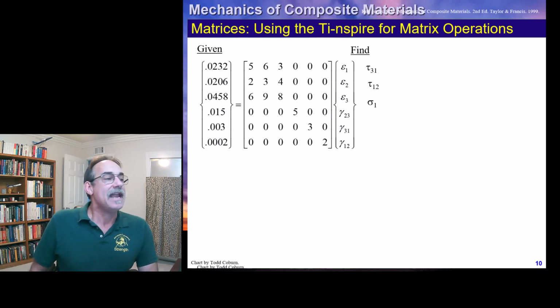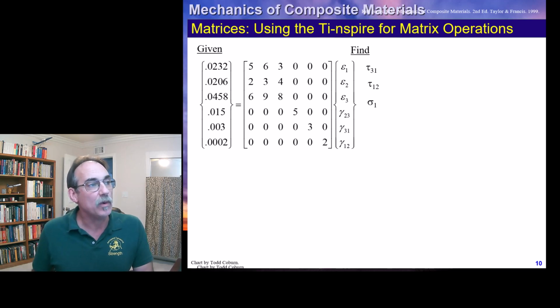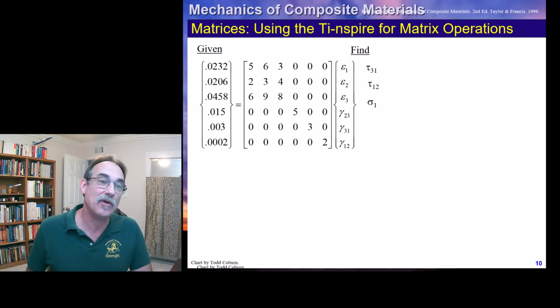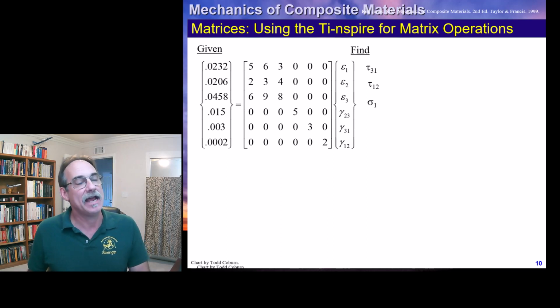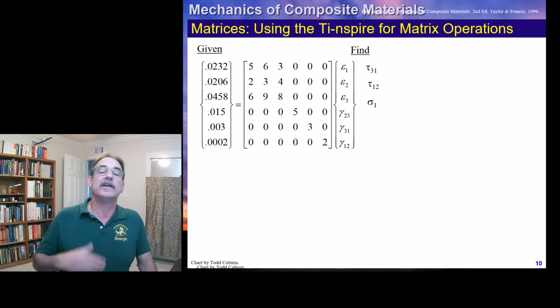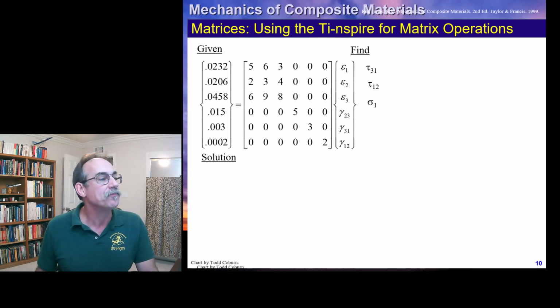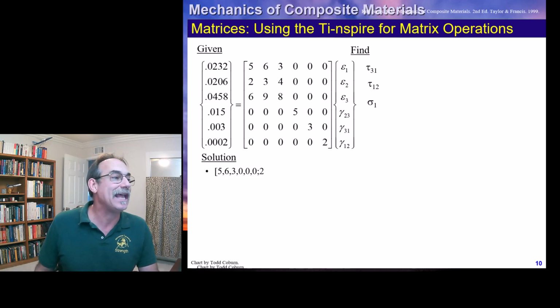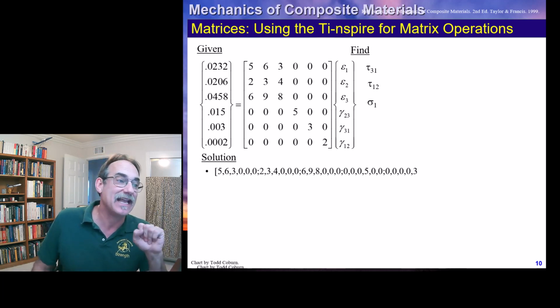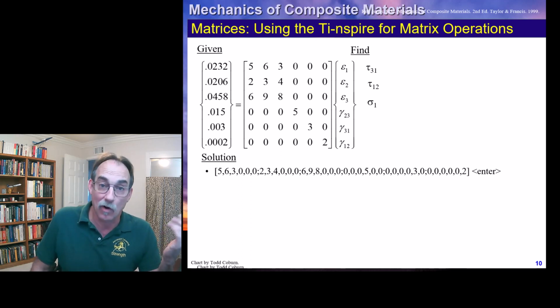All right, let's say instead we have the same A matrix, but now we know the stresses, we don't know the strains. Now we have to solve a system of equations, or we have to compute the inverse, but we can do that with our TI-Nspire as well. First we enter that A matrix the same way we did before. In our case we already entered it, so we don't need to do it again, but if we were entering it the first time, that's what we would do.